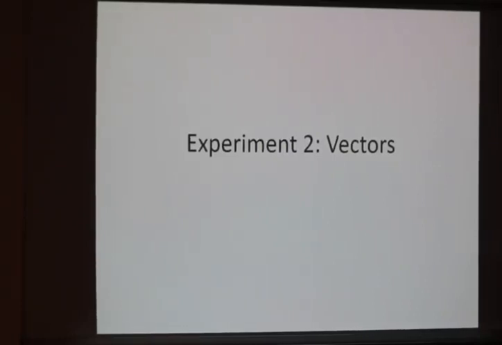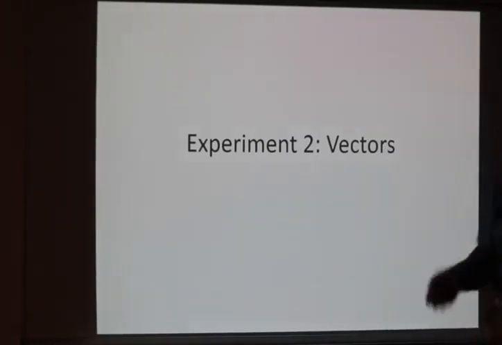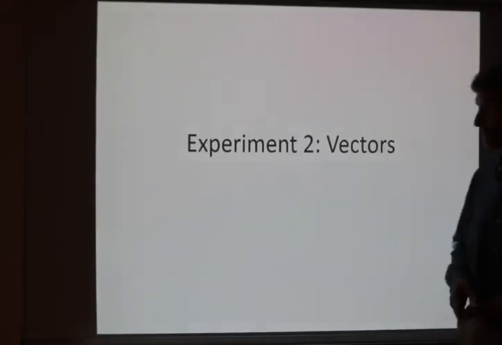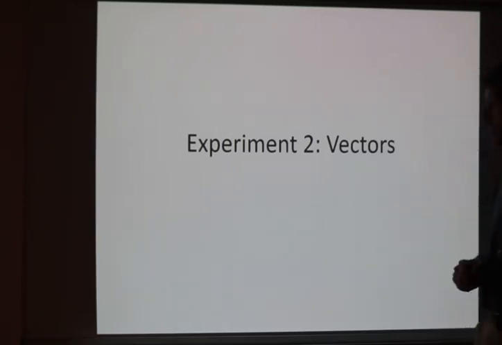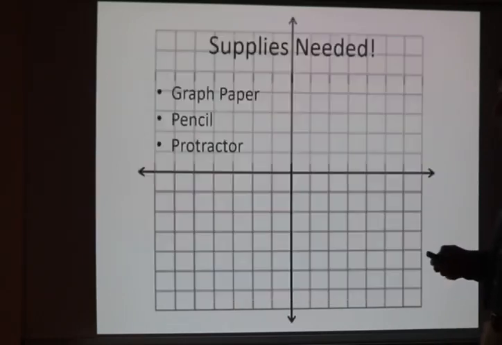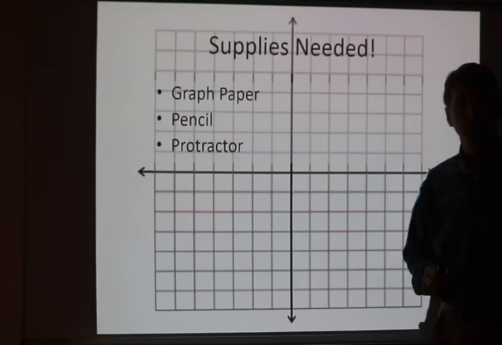Experiment 2, vectors. We are going to look at the different properties of vectors, look at adding vectors together, looking how to calculate their resultant, both graphically and analytically. We're going to do this remotely.